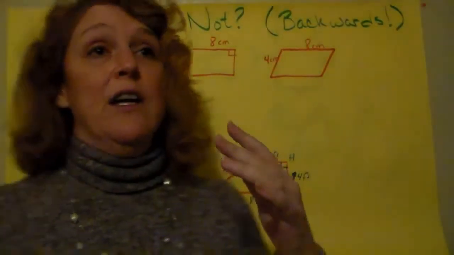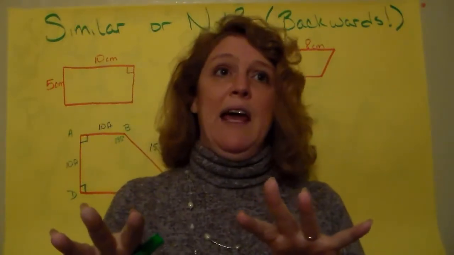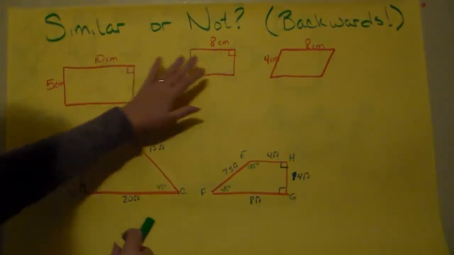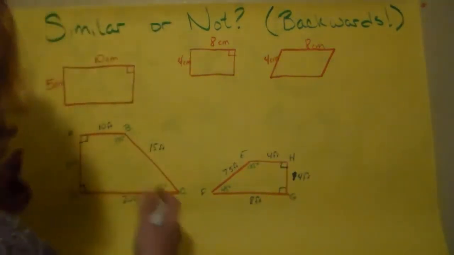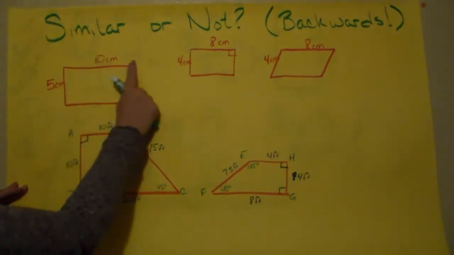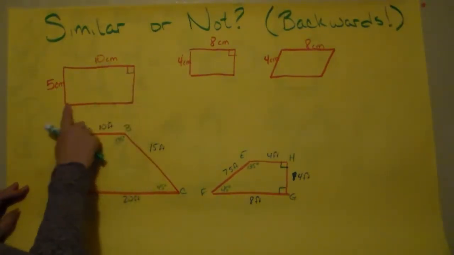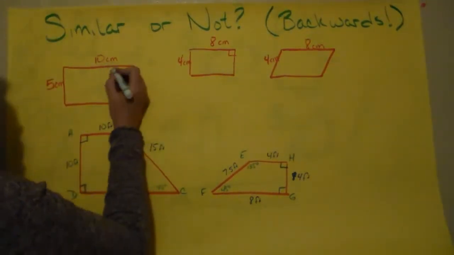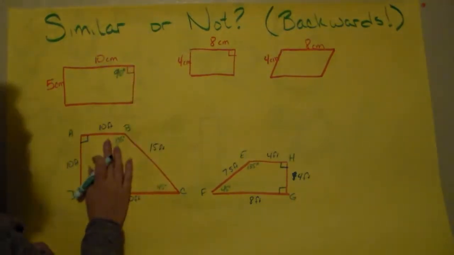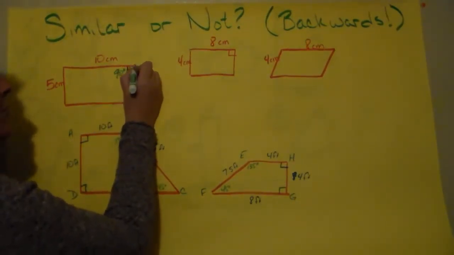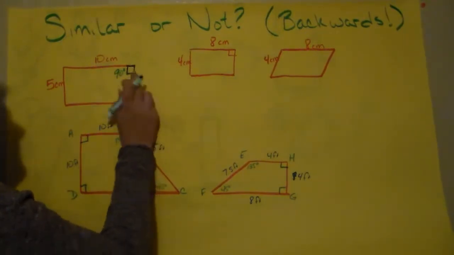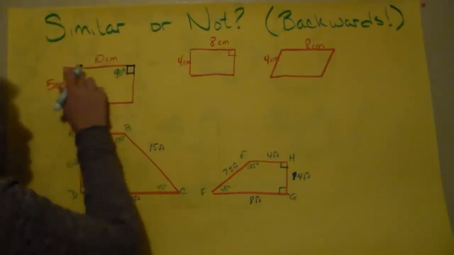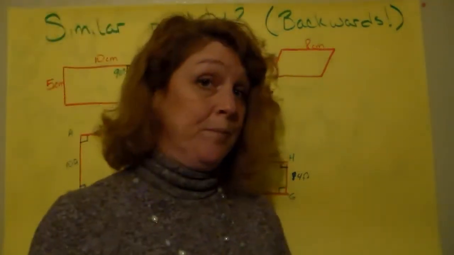Can you do it backwards? Now, I can tell you that they're similar and then give you the numbers. Here I'm giving you the numbers and I'm saying, are they similar? So, for example, I've got a rectangle here that's 10 centimeters long and 5 centimeters wide, and I'm telling you that all of the angles are 90 degrees. This little square in here means that this is 90 degrees. This is shorthand for actually writing that out. It means this is absolutely square. And if this one is square, then you can assume, unless they tell you otherwise, that all of the other ones are square as well. Okay?